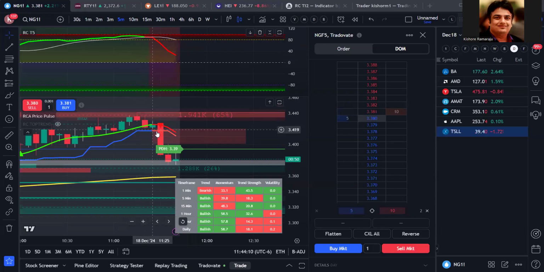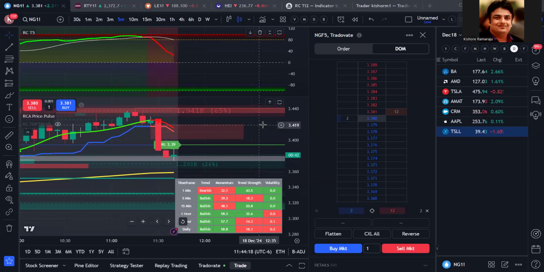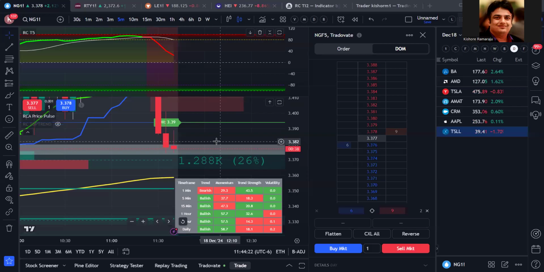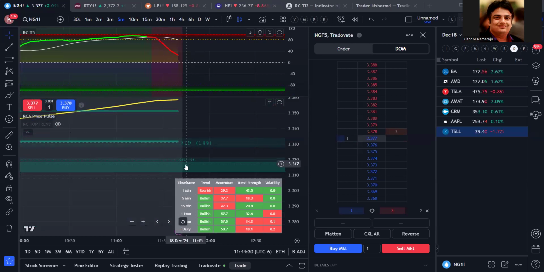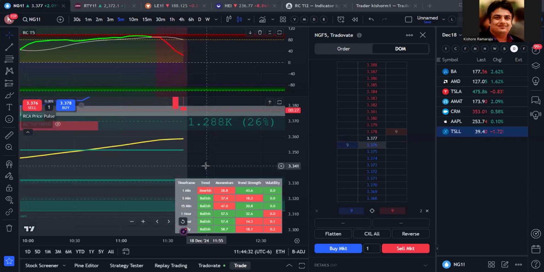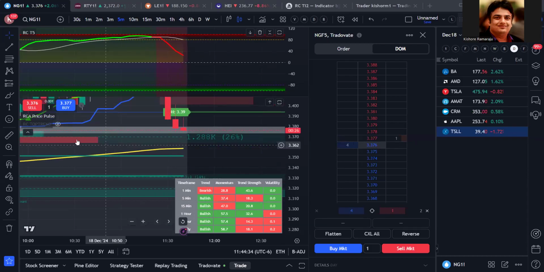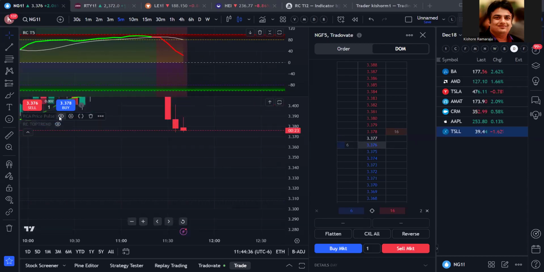So here the T5 became red, your price pulse became red. It dropped nearly 300, $400 from the 3.44. It came all the way down. There are some buy orders here. It is trying to bounce, but if there are more sellers, then it can come all the way to the discount area. So like that, each indicator will give you more and more confidence. It is up to you.